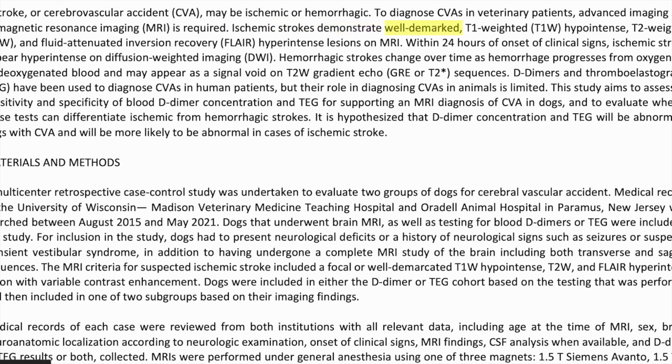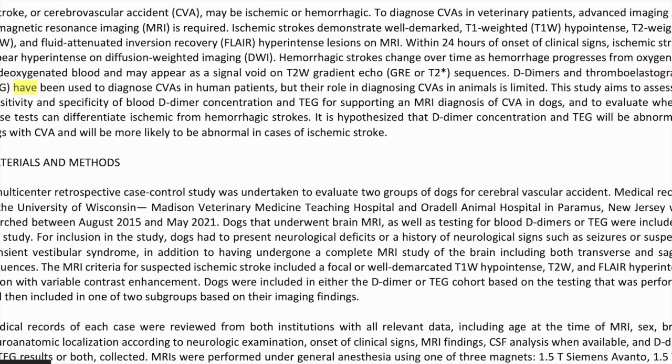Ischemic strokes demonstrate well-demarcated, T1 weighted, T1W hypointense, T2 weighted, T2W, and fluid attenuated inversion recovery, FLAIR, hyperintense lesions on MRI. Within 24 hours of onset of clinical signs, ischemic strokes appear hyperintense on diffusion-weighted imaging, DWI. Hemorrhagic strokes change over time as hemorrhage progresses from oxygenated to deoxygenated blood, and may appear as a signal void on T2W gradient echo, GRE, or T2 sequences.